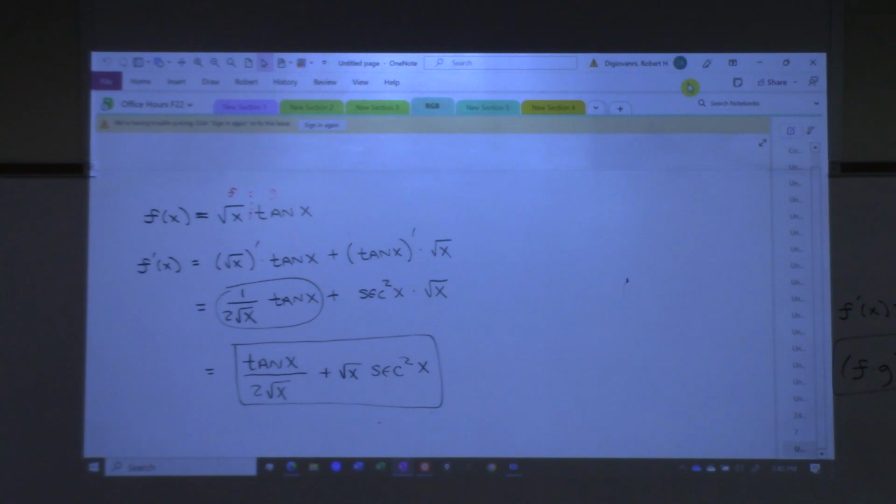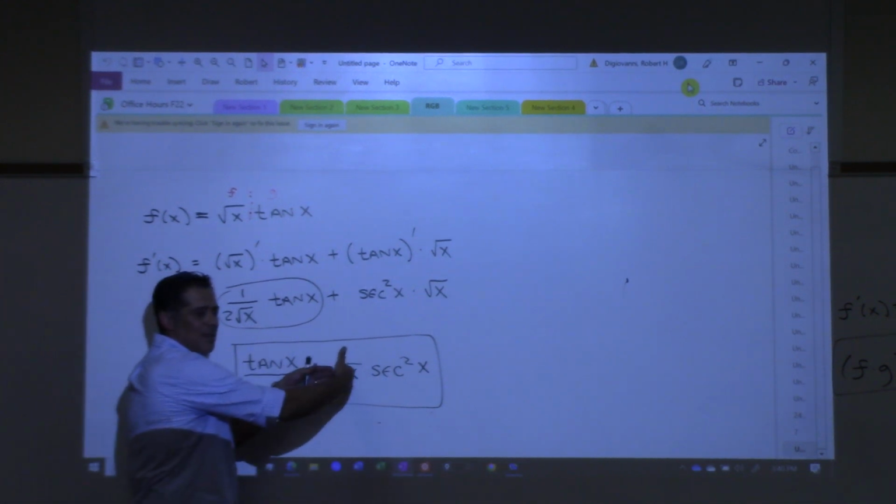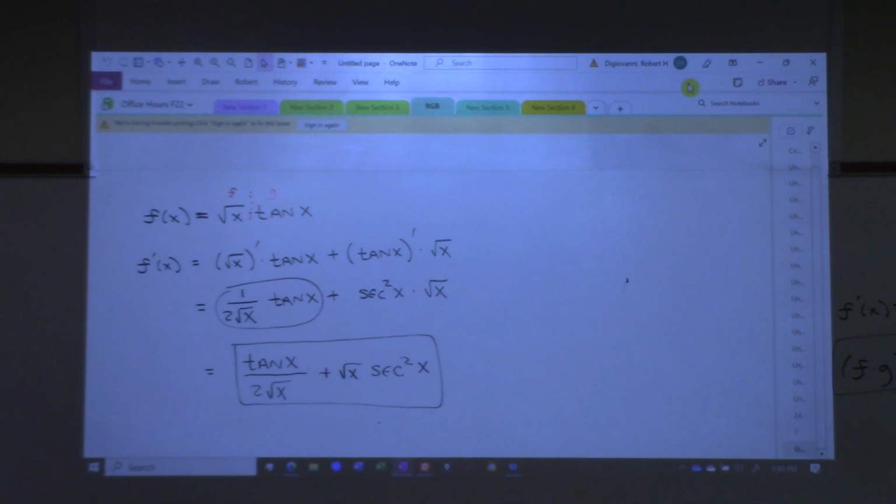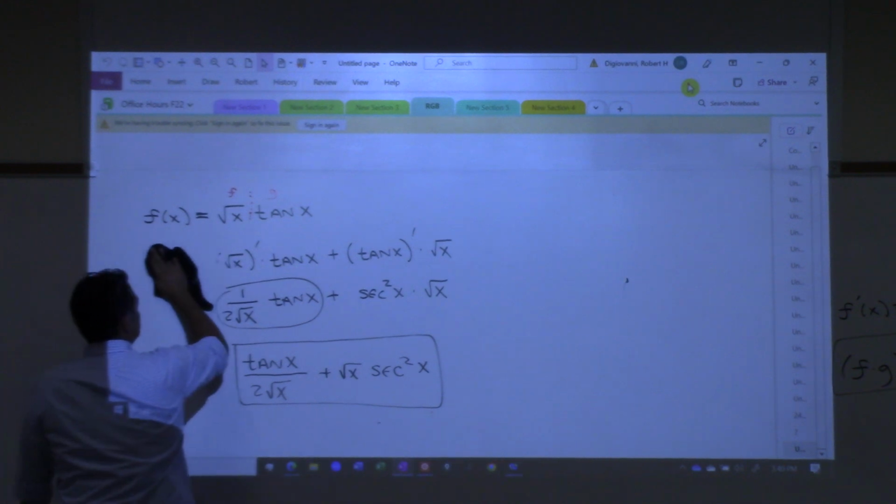Algebraically, what could you do with that? I mean, maybe put them together, get a common denominator, but we will do more algebra with these as we progress through the class. For now, let's just focus on getting the derivative done. Questions?